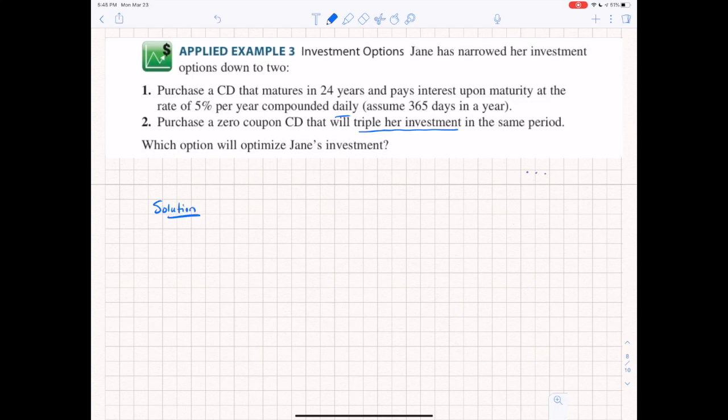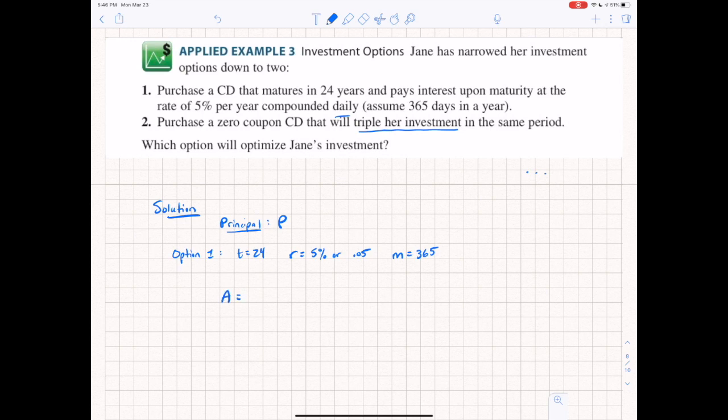All right, so let's figure out what option would be best for her. We're going to calculate 1 and 2 and see how much she would accumulate overall. One of the interesting things about this problem is that we don't know the principal amount, so we'll let the principal be P. For option 1, the time is 24 years, the annual rate is 5%, or 0.05, and it's compounded daily, so M is 365.